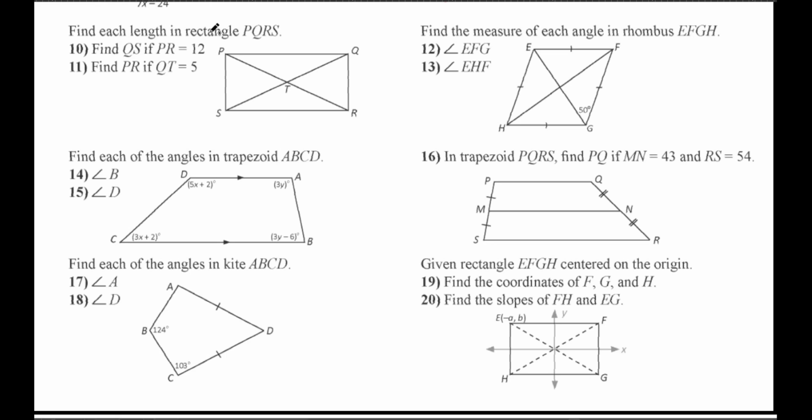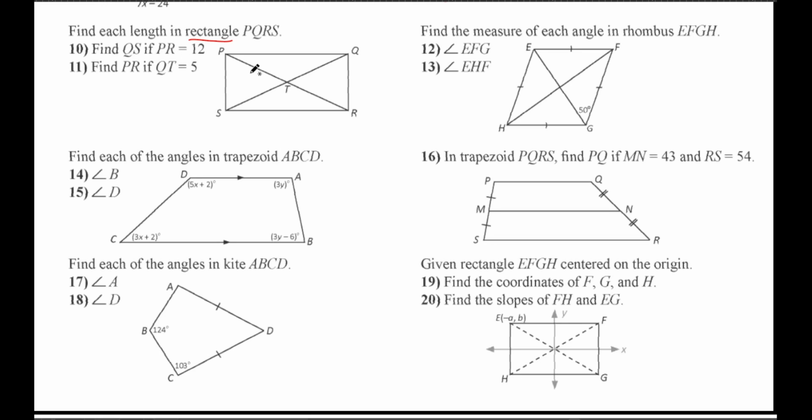All right, find the length of the rectangle. It says find QS, and PR, that's a diagonal, is 12. Now, this is a rectangle, so the diagonals do bisect each other, but there's something else that's true about the diagonals of a rectangle. You can kind of just look at it and tell. What's true about PR and QS? Everybody look at it. Yeah, they're equal to each other, okay? So this is super easy, no math involved.